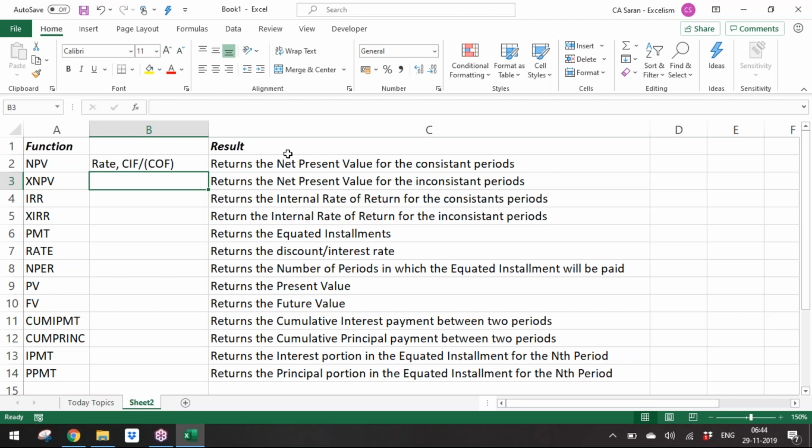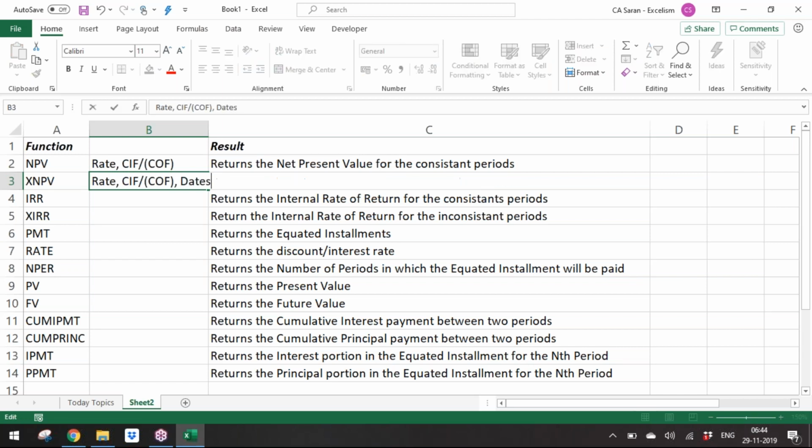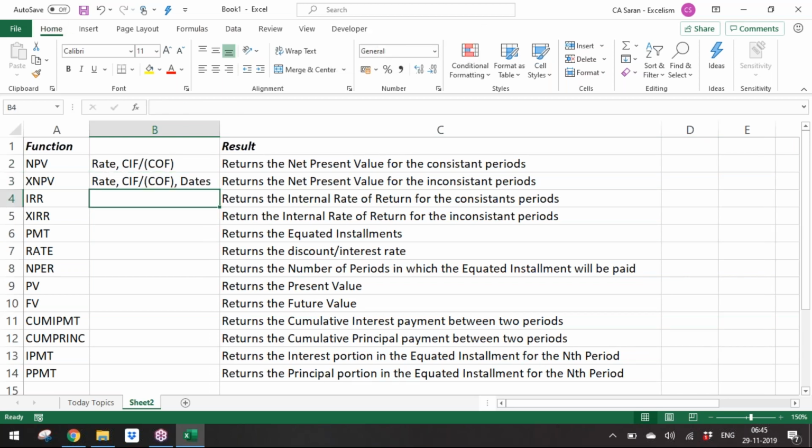To calculate XNPV, that means the difference between these two, NPV we calculate exactly after 1 year. XNPV at different intervals. I'm getting the money into my company at different intervals, which is not 1 year. In those cases, we use XNPV. So the only difference between this and this, here extra dates will be there. Why are dates not there above? Because in that case, cash inflow and outflow are exactly coming after 1 year.